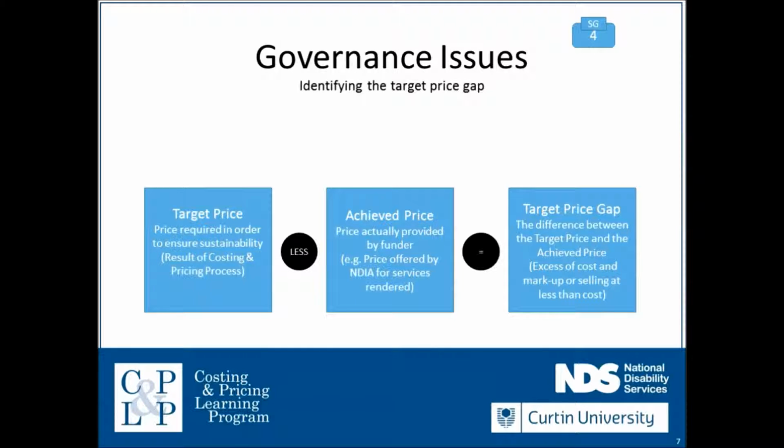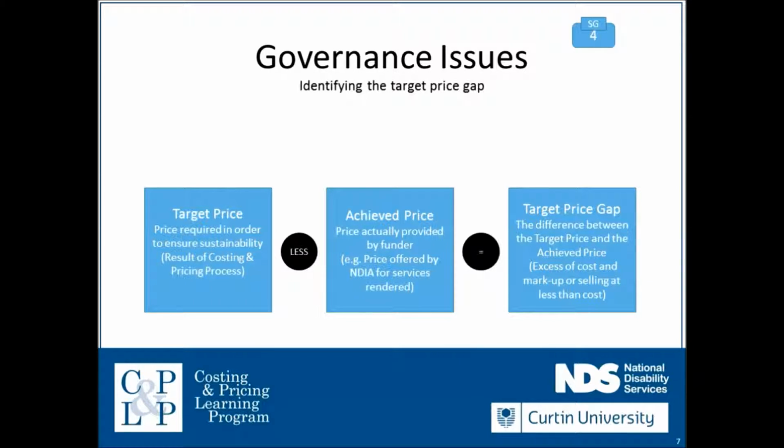The target price gap can be positive, in which case your organisation is making what we call a super profit on a particular product, or it could be negative, in which case the organisation will be making a loss on that service, or maybe breaking even and not making its margin. We will constantly return to this idea as we progress through the webinars and other materials within this Costing and Pricing Learning program.